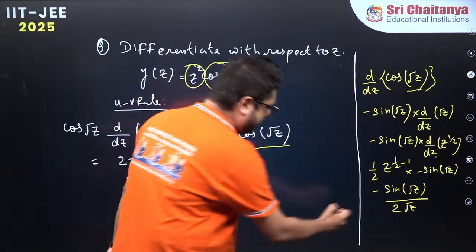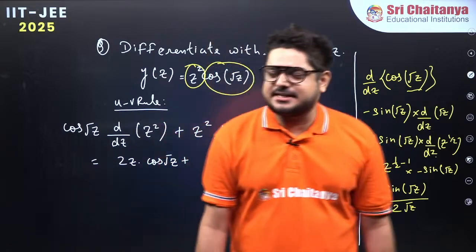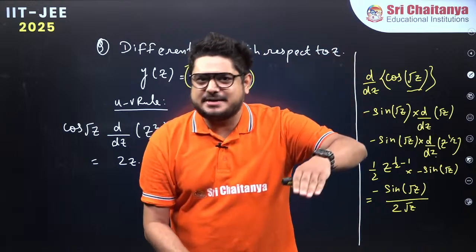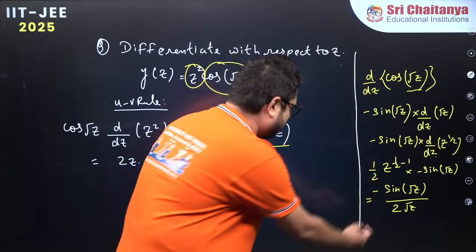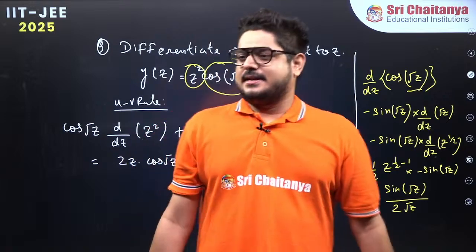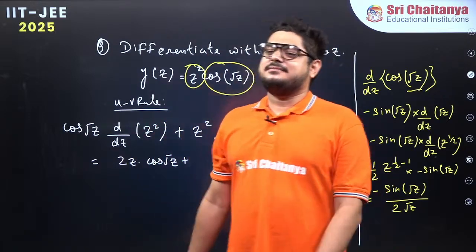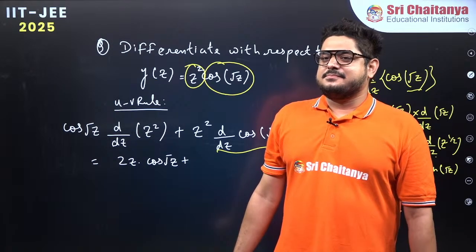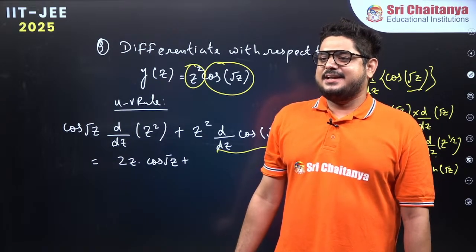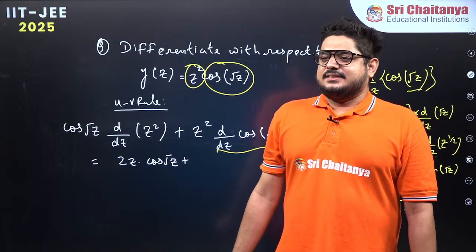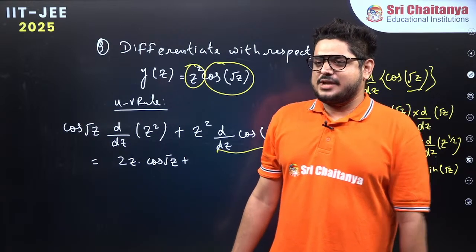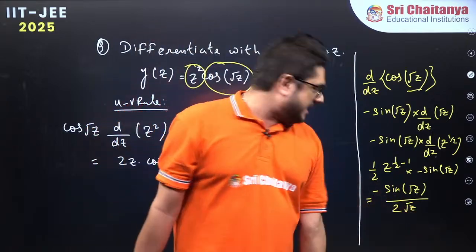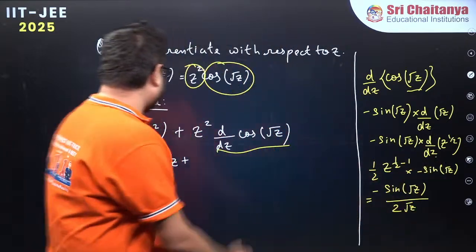Isn't it? This is what I will be getting in the end, because z to the power half minus 1, half minus 1 will be minus of half, which can be taken to the denominator section and written over here as 1 by 2 root z. Isn't it? Yes or no, everyone? Okay, fine. I hope you got how I am getting this as minus sine root z by 2 root z. Now put it over there, what I will be getting.